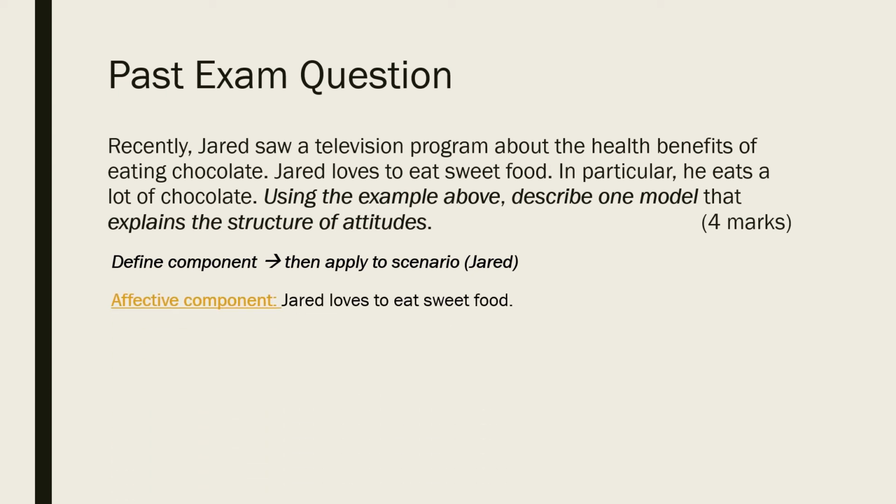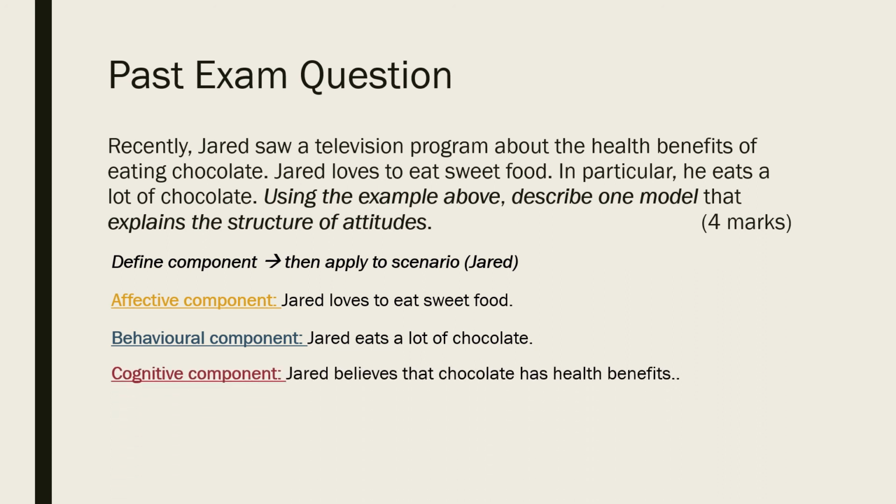Therefore, start by defining the affective component and then link it to Jared. Jared loves to eat sweet food. Do the same thing with the other two components. For example, the behavioural component refers to actions we do in response to our thoughts and feelings of the attitude object. Jared eats a lot of chocolate.